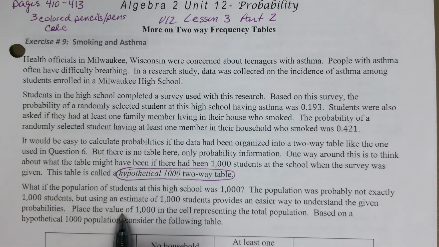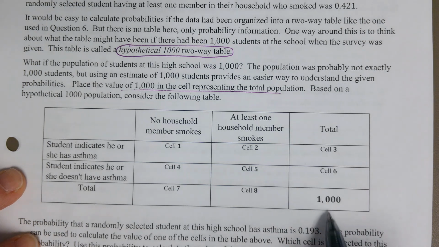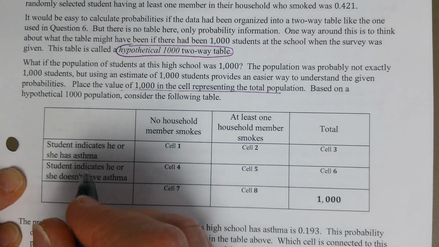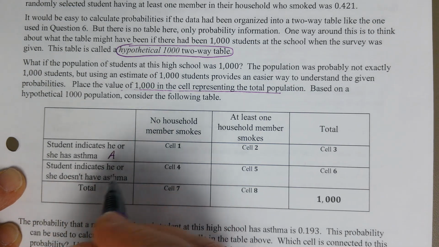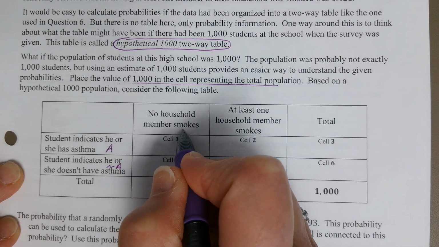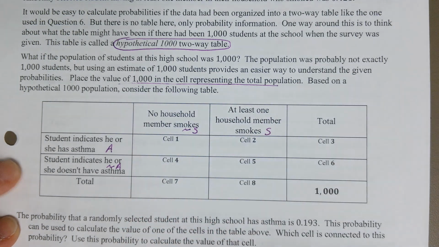Place the value of 1,000 in the cell representing the total population. So here it is. The total population is 1,000. Based on the hypothetical 1,000 population, consider the following table. Students indicate he or she has asthma, A, or does not have asthma, not A. No household member smokes, not S. At least one household member smokes, S.